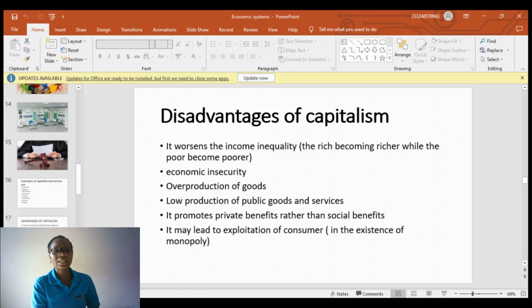Also, this kind of economic system leads to exploitation of consumers, yes, especially if the producer is the sole producer. We call it a monopoly, right?